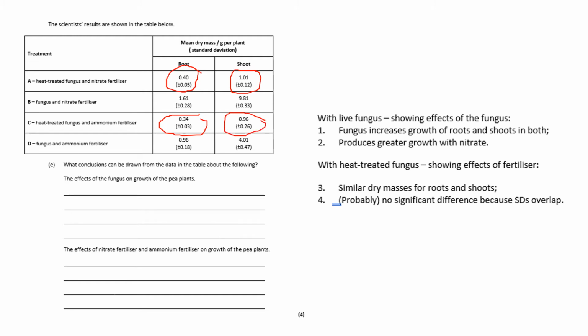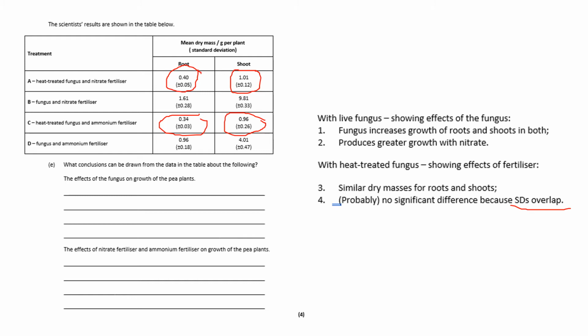So you can see that the growth of the roots is very similar for both the nitrate and the ammonium fertilizer, and also the shoot growth is very similar. Because the standard deviations overlap, there is no significant difference between the effects of the two fertilizers.